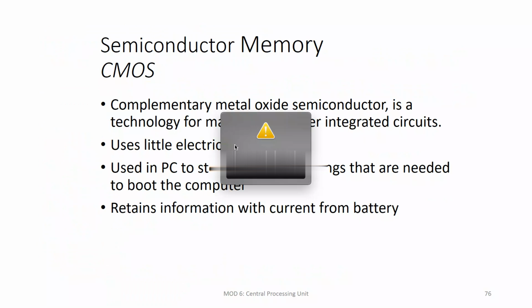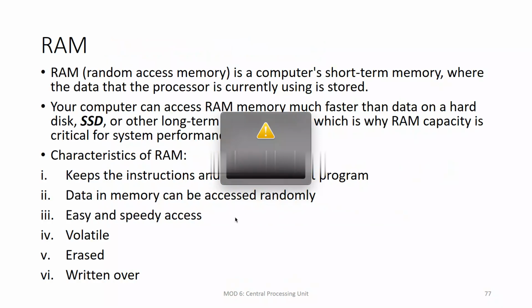And what is it? It's a complementary metal oxide semiconductor that is used to make low power integrated circuits that can be linked to the CPU. It uses little electricity. That's why we say it can store a small amount of power. It is used by personal computers to store hardware settings that are needed to boot the computer. So they play a role for the BIOS, the basic input output system, during the booting process. It also helps to retain information with current from the batteries. So that's why we say it can supply some power to the CPU.